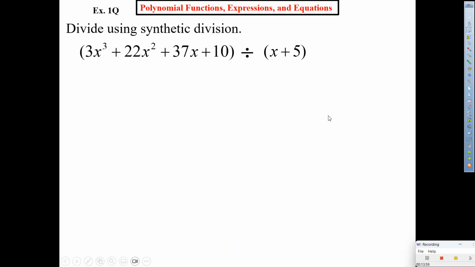Do this next one. Example 1 cubed. 3x cubed plus 22x squared plus 37x plus 10 divided by x plus 5. You should be able to do that one by yourself. Go. All right, check with a neighbor, please. Then we're going to go over there to the front and have Ashlyn get us started with the process. So check with your neighbor, see what they got. Make sure they have something similar to you.